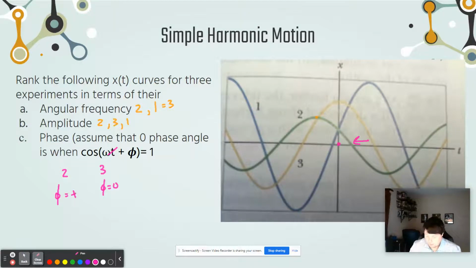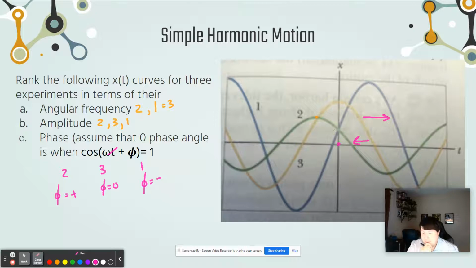And then number 1, it actually looks like it's shifted to the right there, right? Just going over that way. And we had said that for shifting to the right, you would need a negative phi value. Again, it's probably shifted the same amount as the green one because it looks like they meet right there in the middle at t equals 0.